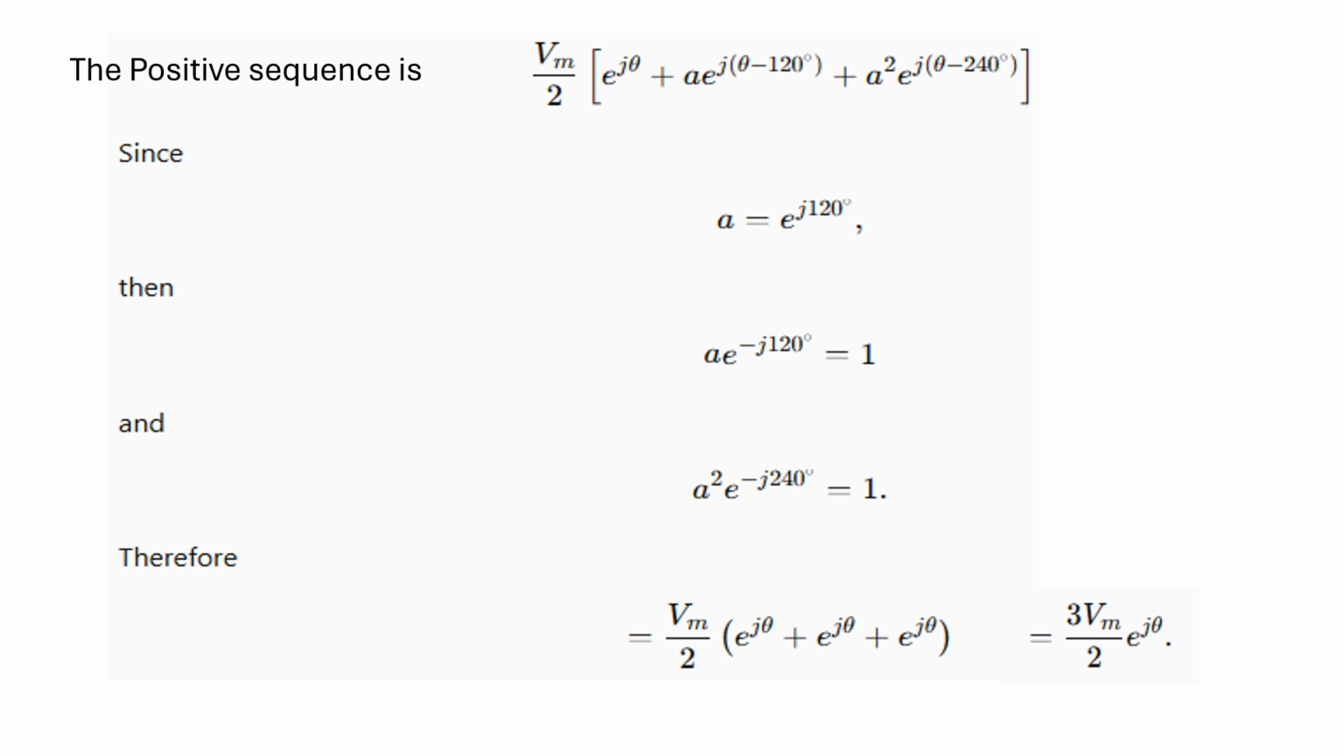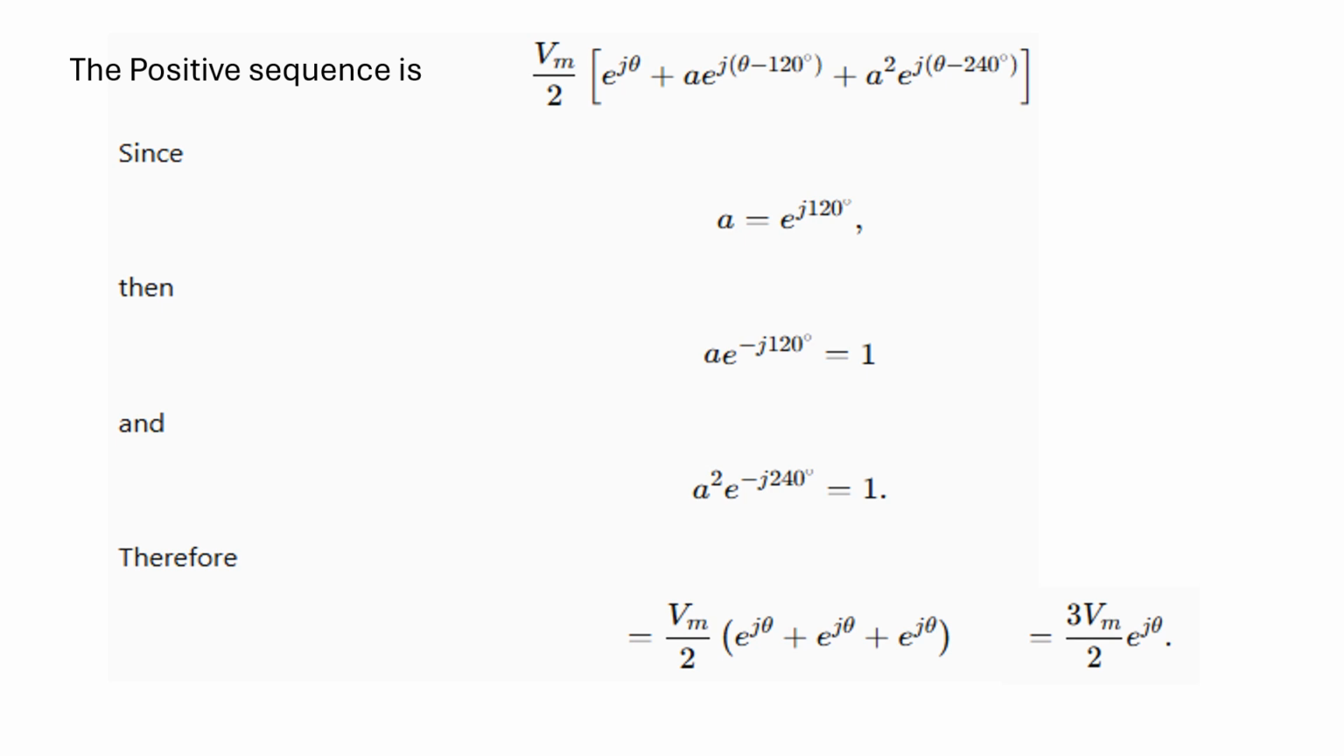But a is e power j 120 degree. In magnitude-phase form, that is 1 at an angle of 120, or in phasor form e power j 120 degree. If you bring this to this side, you will get 1. So you can substitute a e power minus j 120 as 1, and a square e power minus j 240 as also 1. After substituting all this, we will get 3 by 2 Vm, that is 1.5 Vm e power j theta.